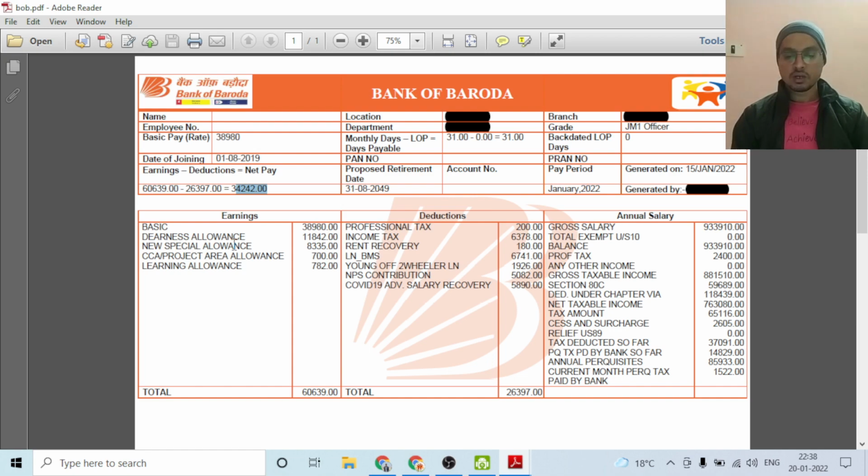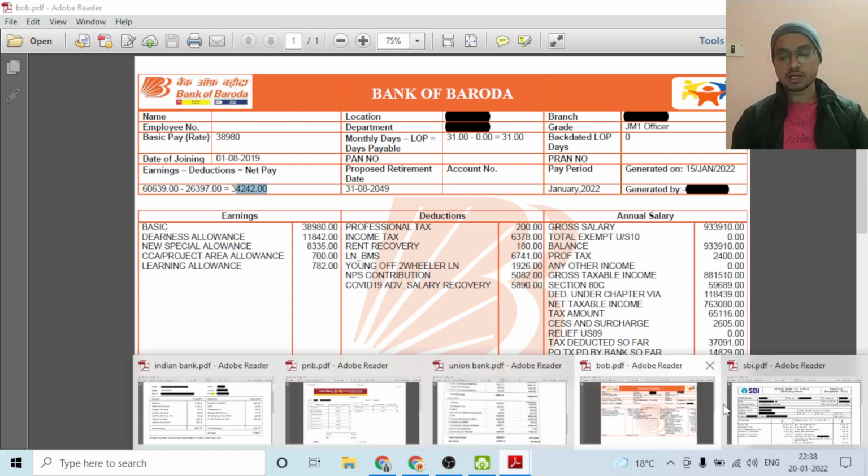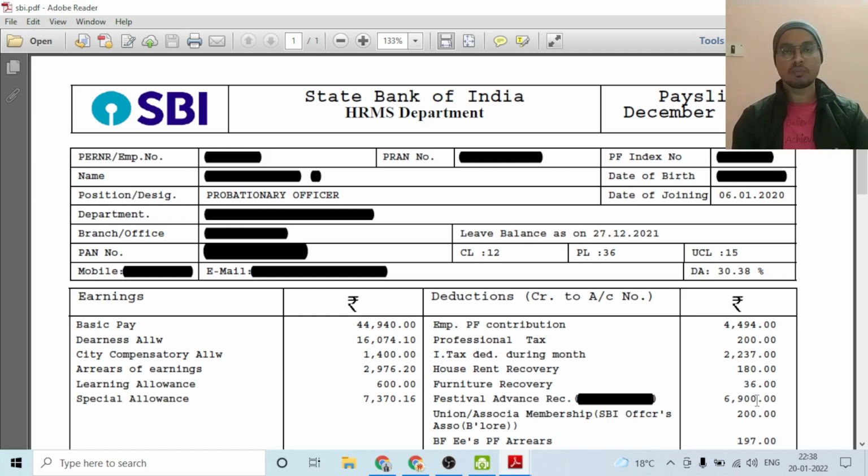Okay, now come to the largest bank of India. That is the State Bank of India. Let's see how much salary you will get when you join the State Bank of India. So you can see here the salary slip of SBI. Employee number, name, designation, department, branch office, PAN number, mobile number, everything will be mentioned in your salary slip.